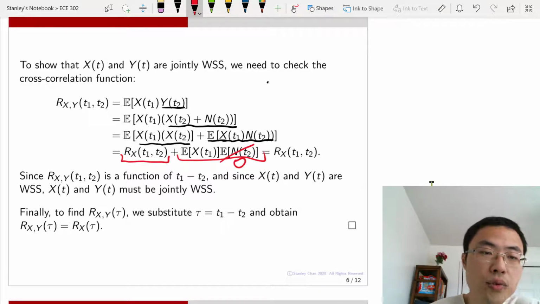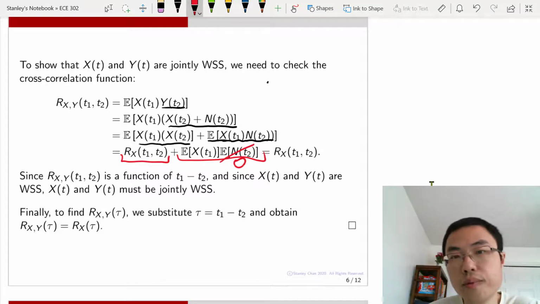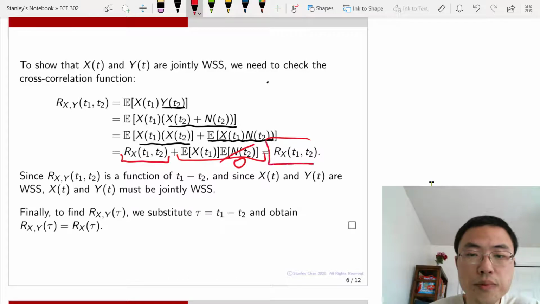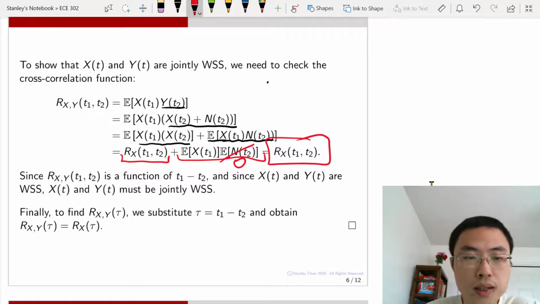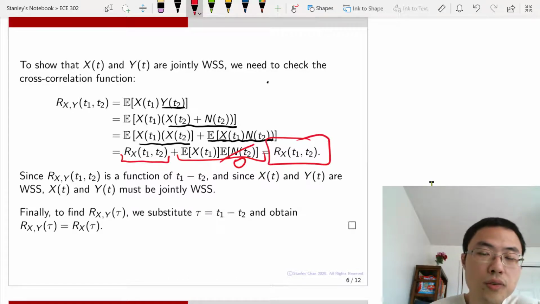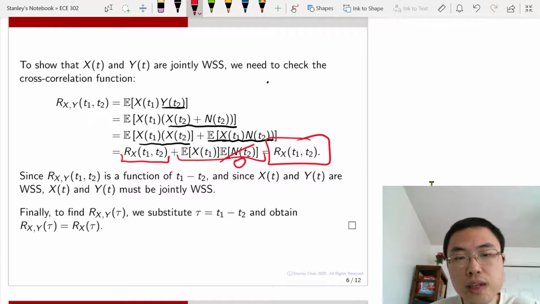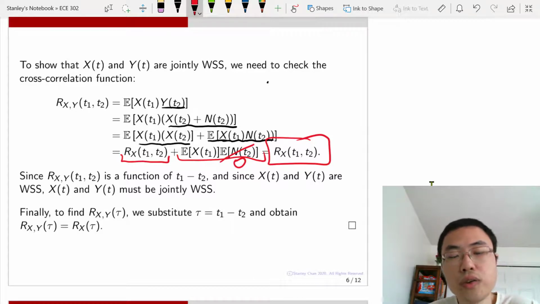And therefore your cross-correlation function of x and y, in this problem, is so interesting that it becomes the autocorrelation function. Since the autocorrelation function of x is a function of t1 minus t2, it follows that the cross-correlation function is also a function of t1 minus t2. And consequently, you can argue that x and y are jointly wide-sense stationary.